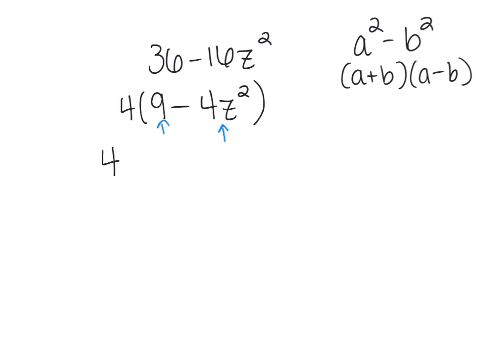So in this case, we'll still have the 4, but the square root of 9 is 3. So the 3 will be in the first spot of both of the factors. And the square root of 4z squared is 2z. So I will add 2z and minus 2z.